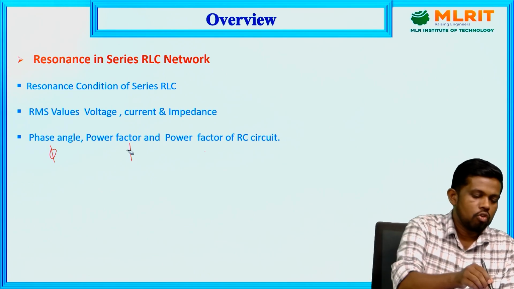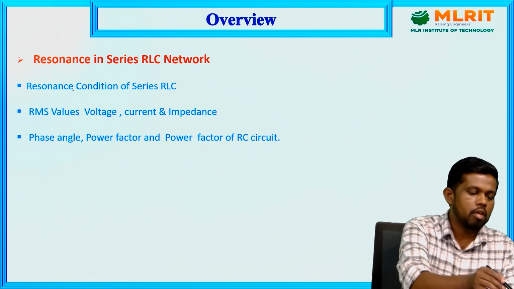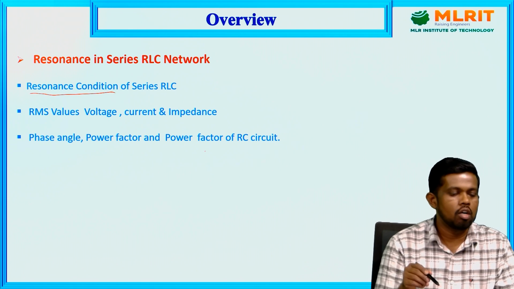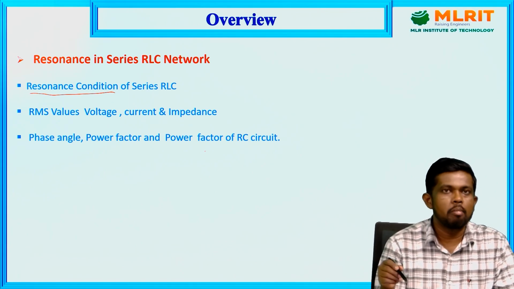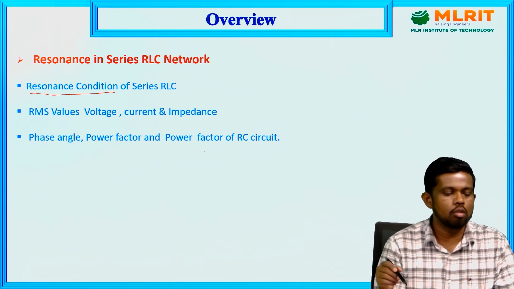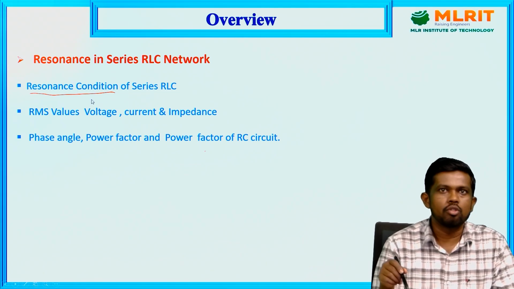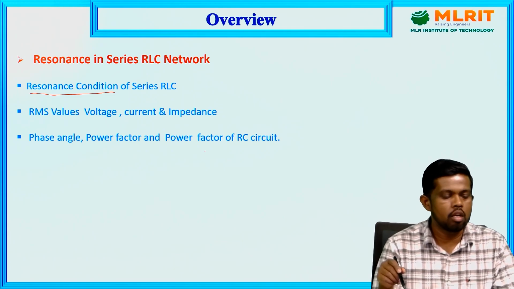Before discussing the resonance condition in the RLC series circuit, first of all, what does resonance condition mean? For the resonance condition to occur in any system, we require two energies. Two energies must be present at a particular instant in the system or network. That is simply called the resonance condition. Whenever we need to get the resonance condition, we require two energies.